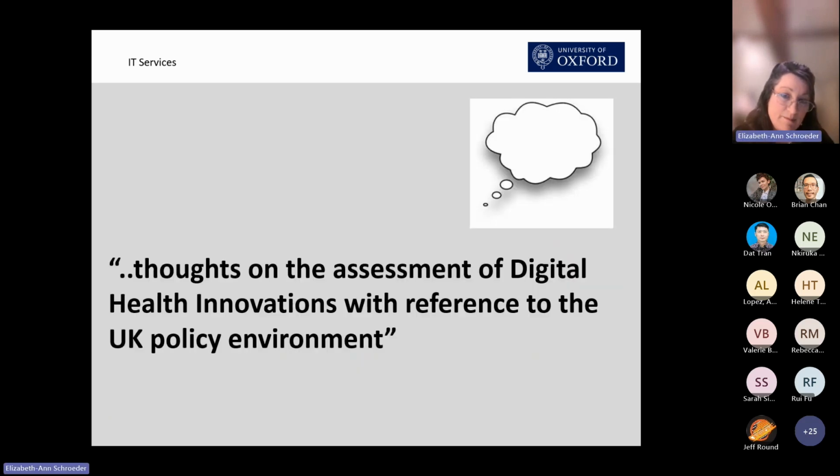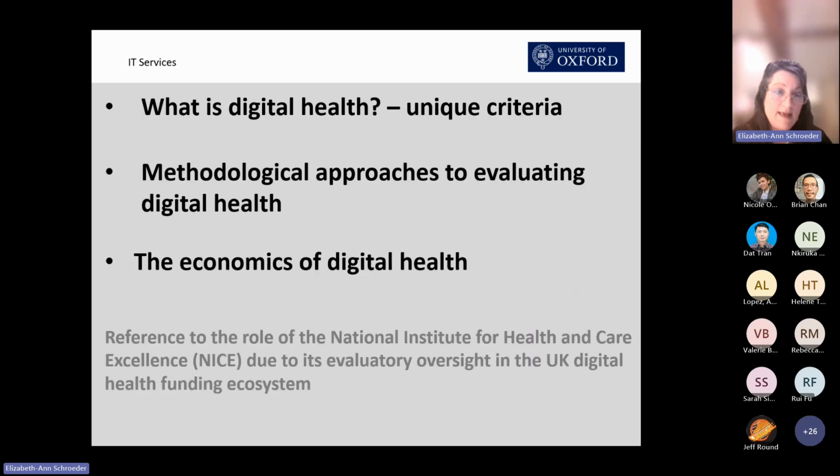So I was asked to provide my thoughts on the assessment of digital health innovations with reference to the UK policy environment. And I thought broadly I'd speak to the construct of digital health and some unique criteria, methodological approaches to evaluating digital health innovations, and considerations when exploring the economics of digital health.